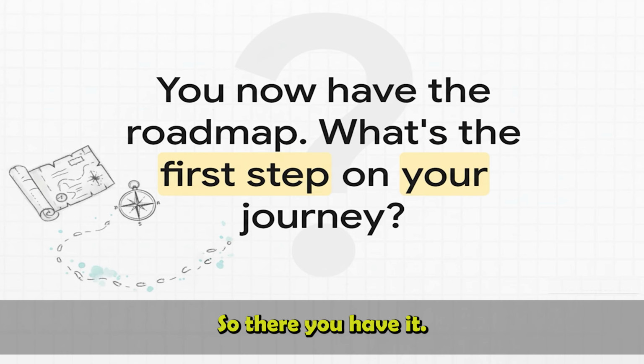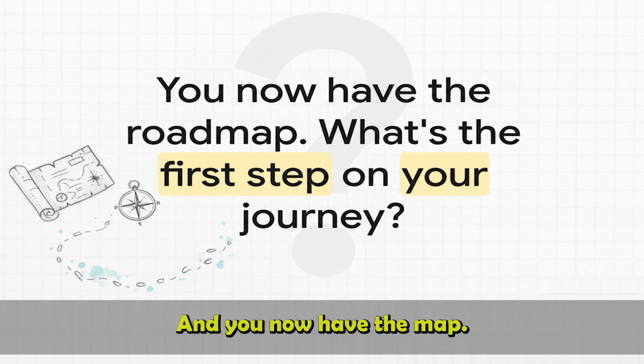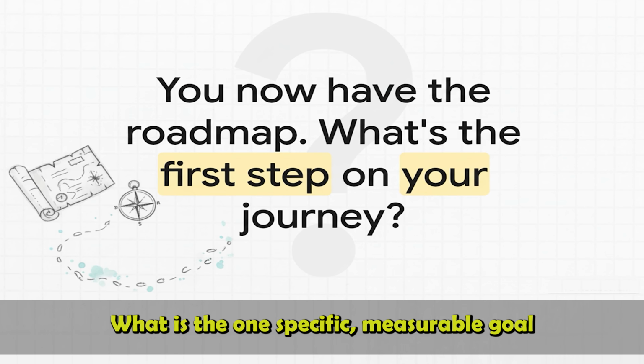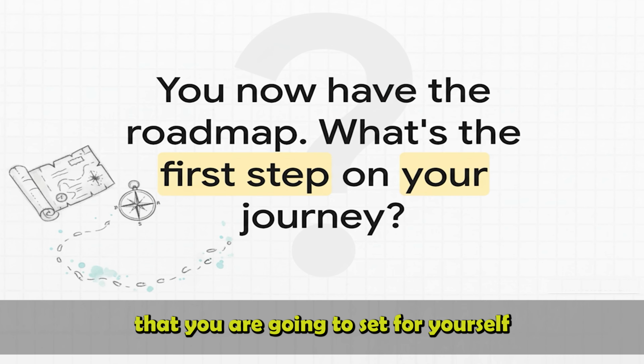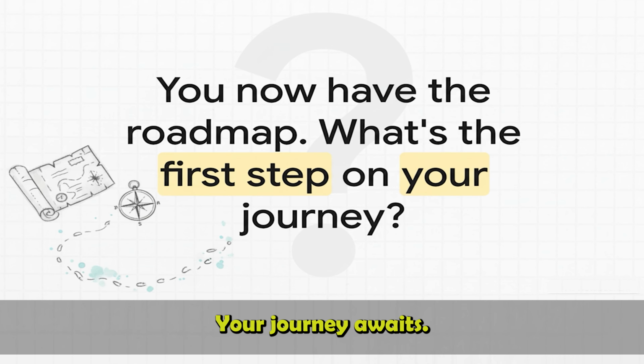So, there you have it. The path to English fluency is no longer some big, scary, uncharted wilderness. It's a journey, and you now have the map. You have the compass. You know the route, and you know the pitfalls to avoid. The only thing left to do now is to take that very first step. So, what's it going to be? What is the one specific, measurable goal that you are going to set for yourself this week to start moving forward? Your journey awaits. You are doing great.